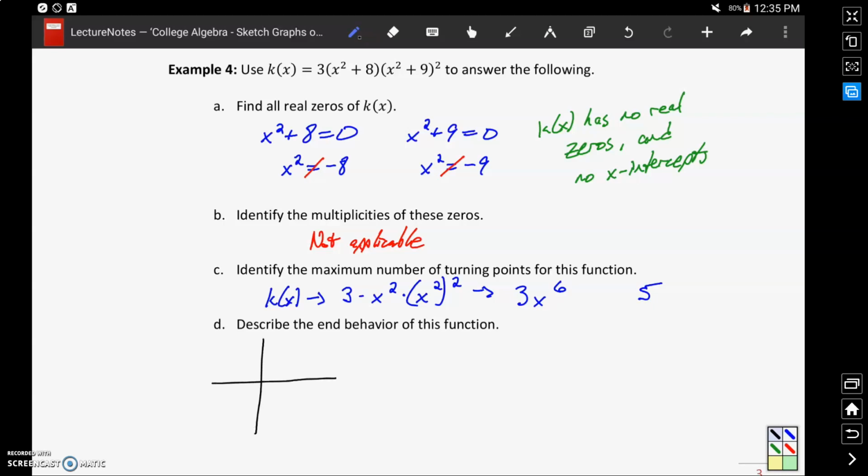And since our function for extreme values is behaving like 3x to the 6th, we know we're going to have something looking like that parabola shape pointing up for our end behavior. So as x approaches infinity, k of x will be approaching infinity. And as x approaches negative infinity, k of x will still be approaching positive infinity.